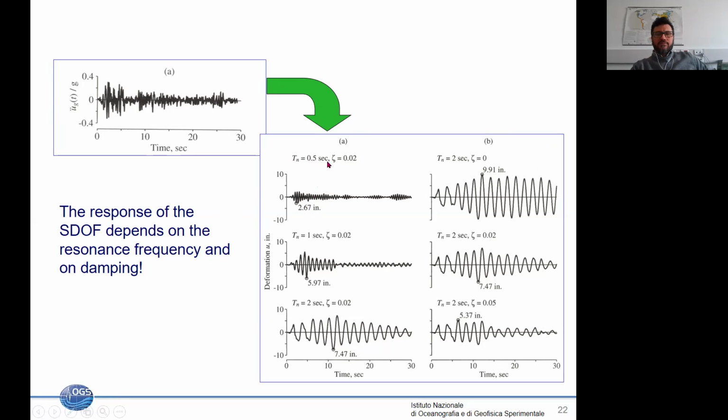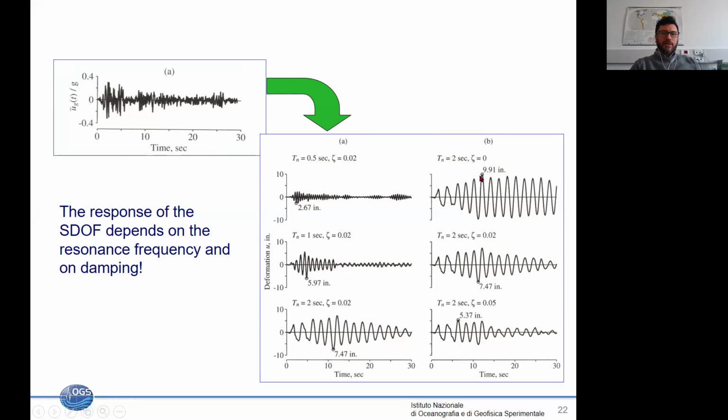I plot here the response for different oscillators with different period or frequency. So this is high frequency, intermediate, low frequency, but for the same level of damping, of fractional critical damping. This is 2%. You can immediately see that the high frequency oscillator is responding with high frequency and with a moderate peak amplitude. The intermediate has a completely different frequency and a different amplitude, and so on for the lowest frequency.